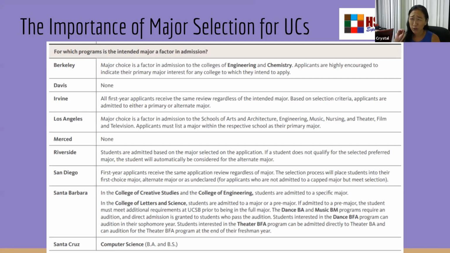And so if your students would only consider going to UCLA if they let them in as engineering, then they should still apply as engineering. They shouldn't apply as something else and then hope that they can transfer over. I think we have a couple questions about majors.